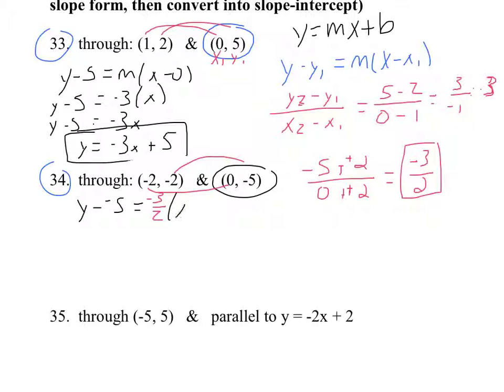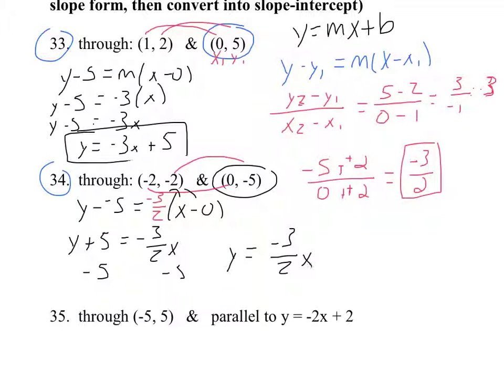And then I have x minus 0 again. So this becomes y plus 5. I distribute this and I get negative 3/2 x. I subtract 5 from both sides. And our answer is y equals negative 3/2 x minus 5.